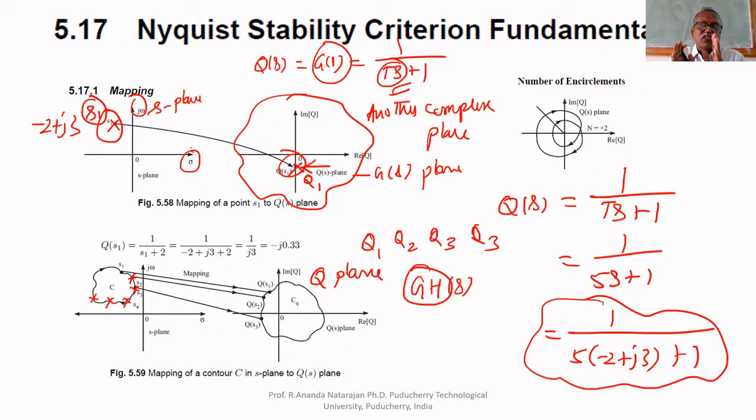So now we are having two planes. One is S plane, another one is Q plane. In the S plane, I am having a contour C. I am selecting many points on the contour that are substituted in Q of S. I got many complex numbers. The first point minus 2 plus J3 is substituted. You got 1 by J3 or minus J0.33. That point is plotted here. Like that, I selected many points and substituted. I got a contour here.